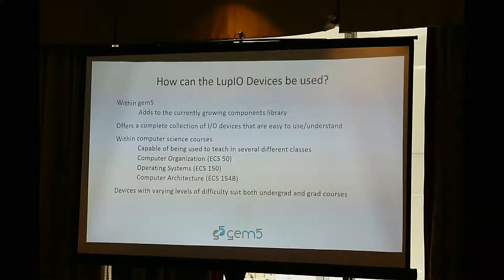So lastly, now that we've defined what these devices are, we can look at how they can be used. This loop v board with all the IO devices is currently in gem5, adding to this growing components library. And because this is a complete collection of IO devices that are both easy to understand and use, it can be really helpful for future research that wants to have their own set of IO devices.